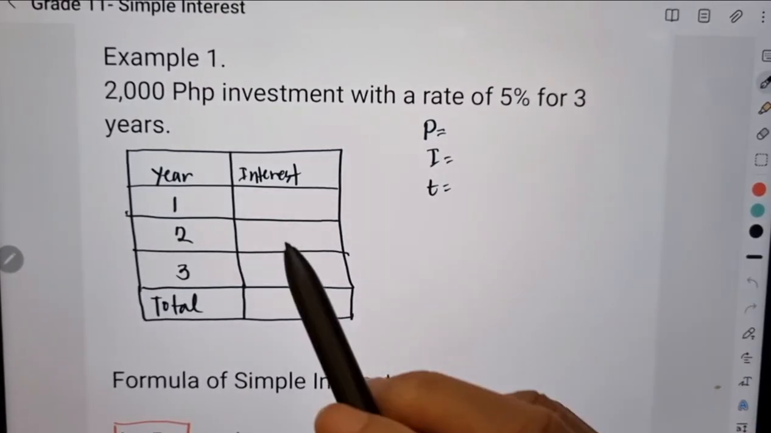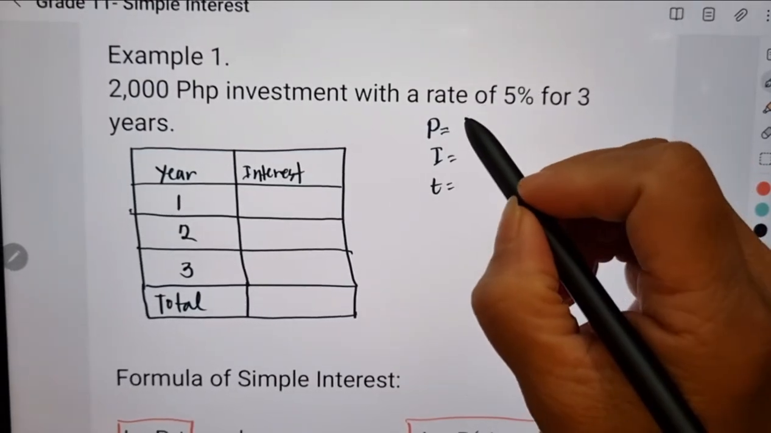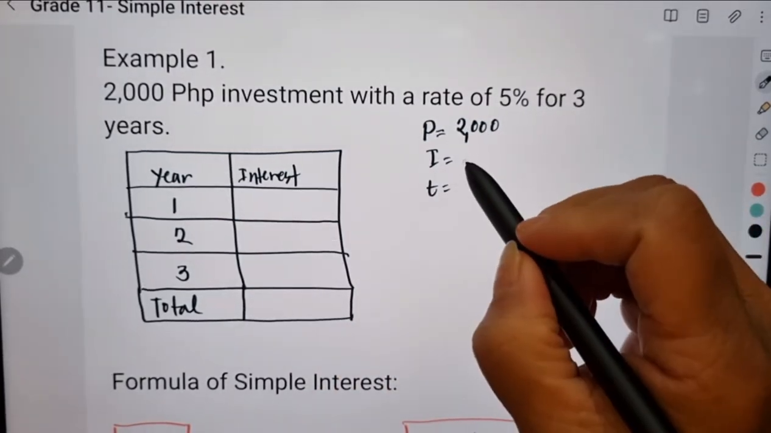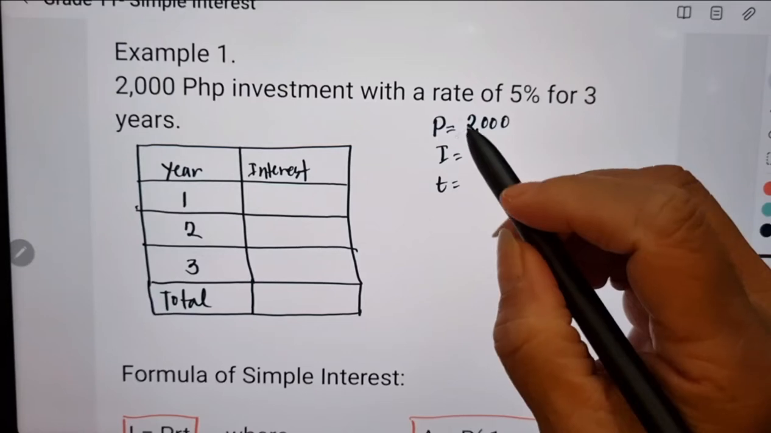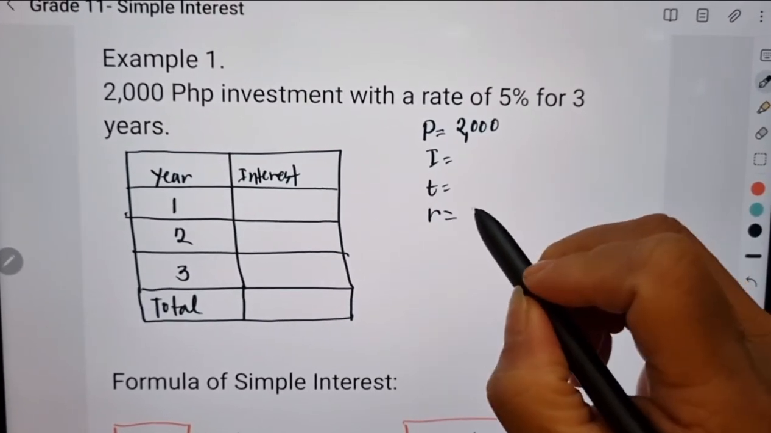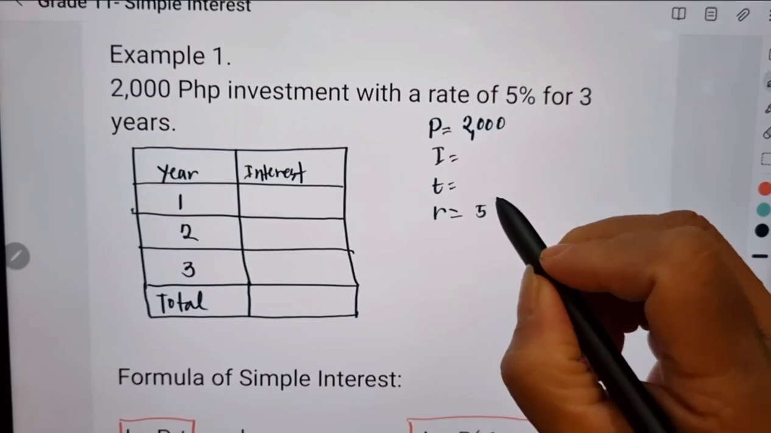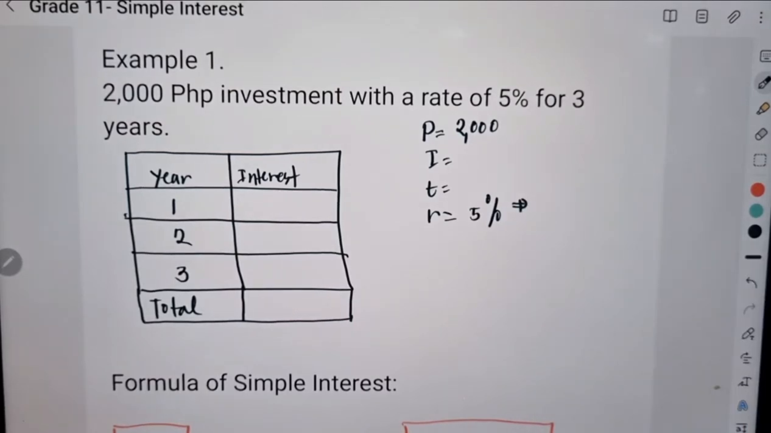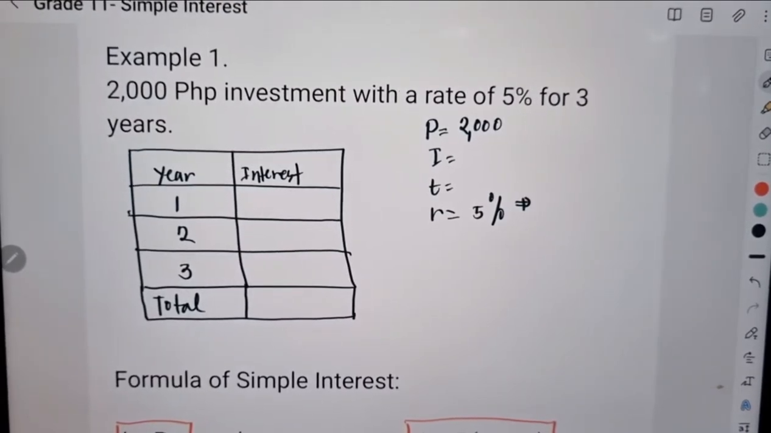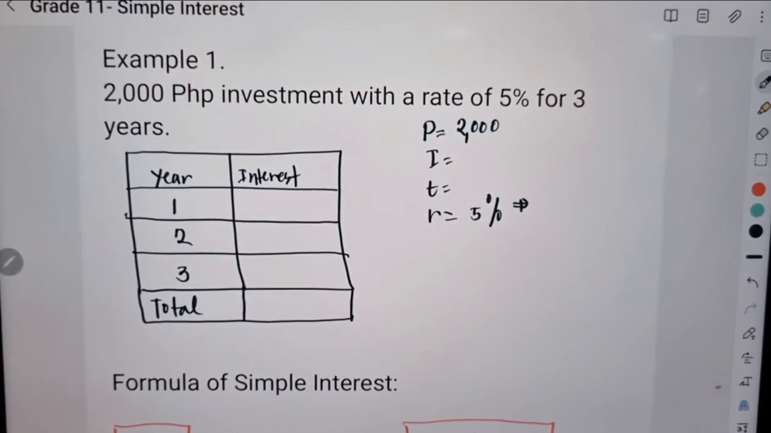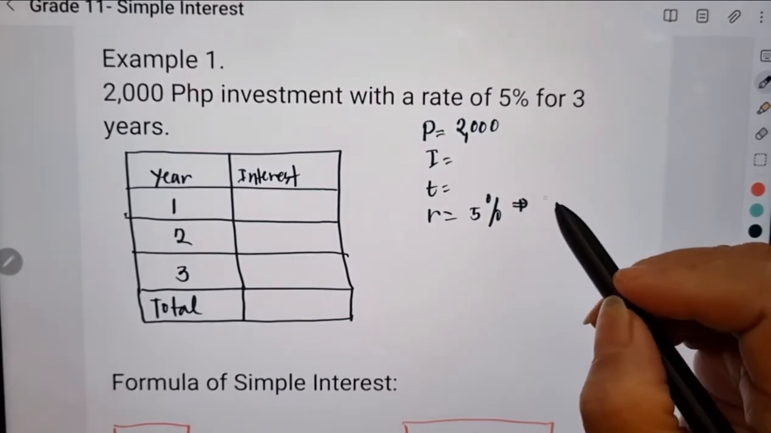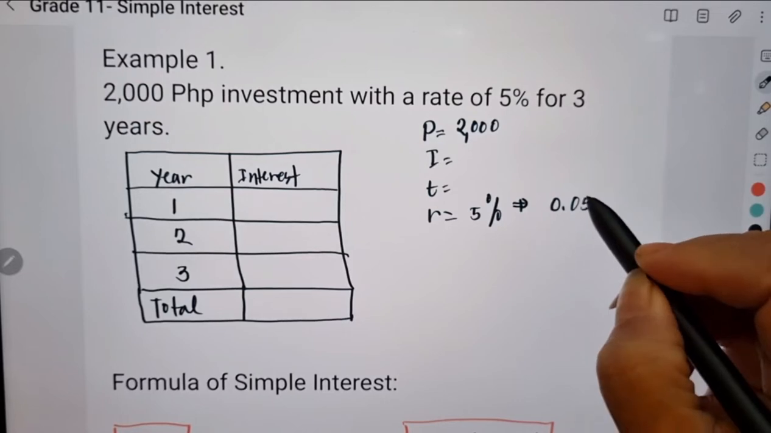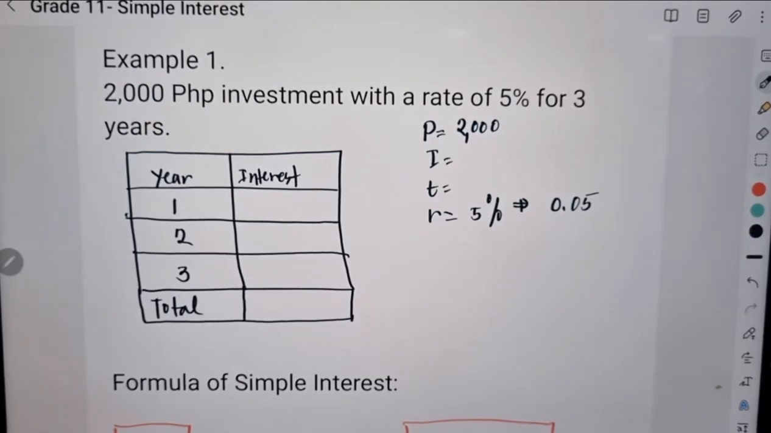Okay? So, unang-una, alamin natin what is the principal. The principal amount is 2,000, yung ininvest mo. Yung rate is interest rate, that is equal to 5%. Okay? Yung interest rate na yan, dapat pag hindi kayo allowed na gumamit ng calculator, you need to change this to decimals. But if you're allowed to use calculator, it's very easy because you have percent sign there already. Now, changing to decimal, this is 0.05. And then the time is 3 years.